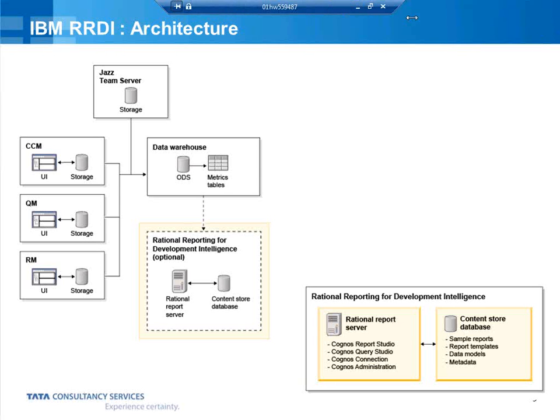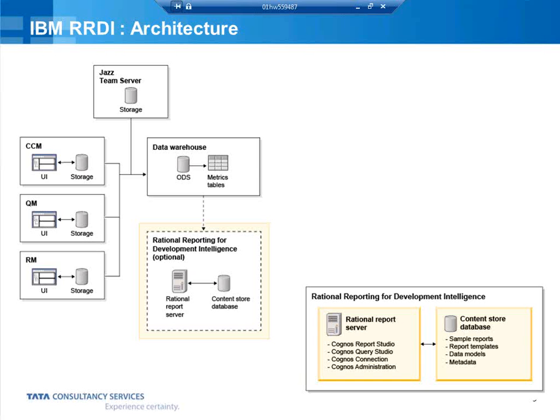And then coming to the Rational Reporting RRDI, it has basically two components. One is the Rational Report Server, and the other one is the content store database. The picture below gives a little more information about them. The report server has certain components like Report Studio, Query Studio, Cognos Connection, and Cognos Administration. Each of these we will go through in detail in the future slides. And also the content store database.